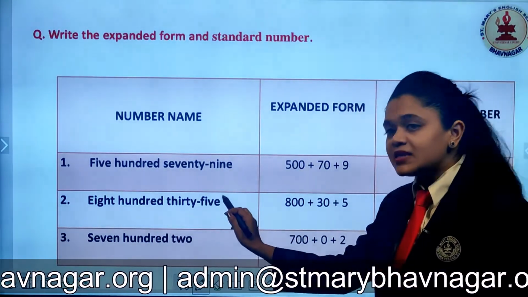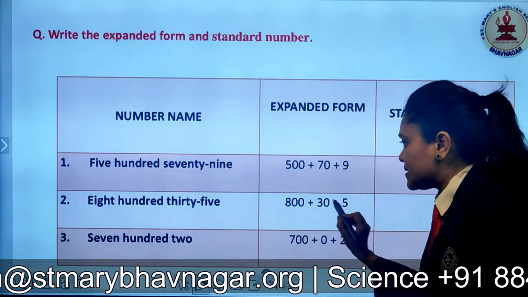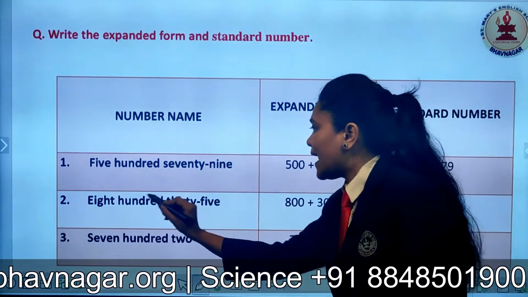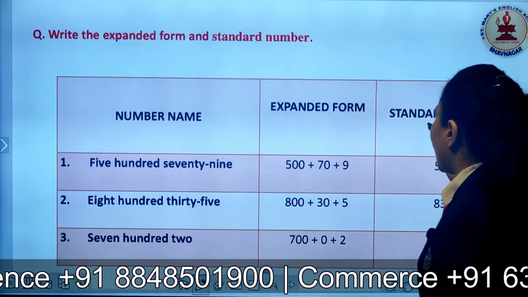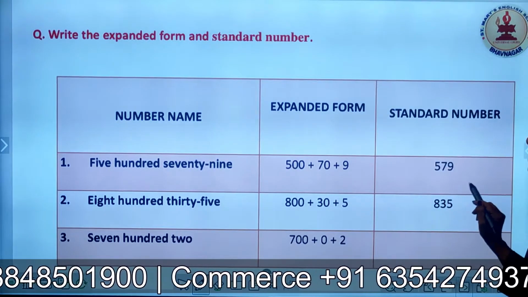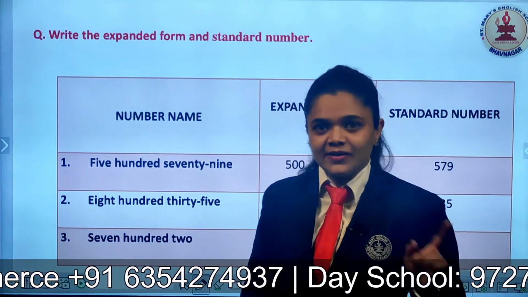Now the next one, 835. Remember, you have to start from the right hand side. That means 5 plus 30 plus 800. So your expanded number is 835.